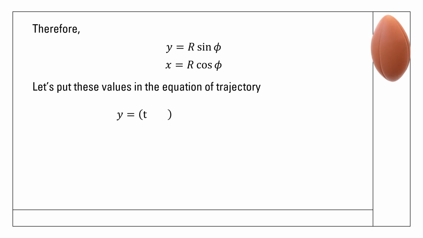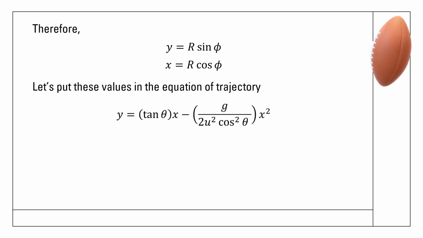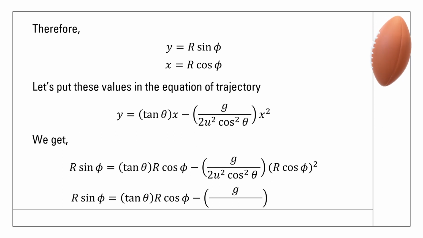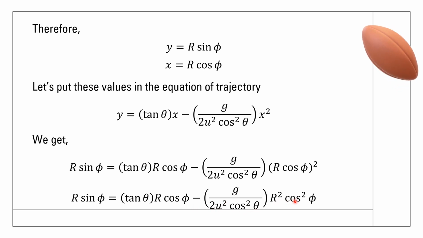So we know the equation of trajectory, that is y equals tan theta into x minus g upon 2 u square cos square theta into x square. So let's put this value. We get r sin phi is equal to tan theta into r cos phi minus g upon 2 u square cos square theta into r cos phi whole square. So this is r sin phi equals tan theta r cos phi minus g upon 2 u square cos square theta into r square into cos square phi. Let us take r common from the right hand side.